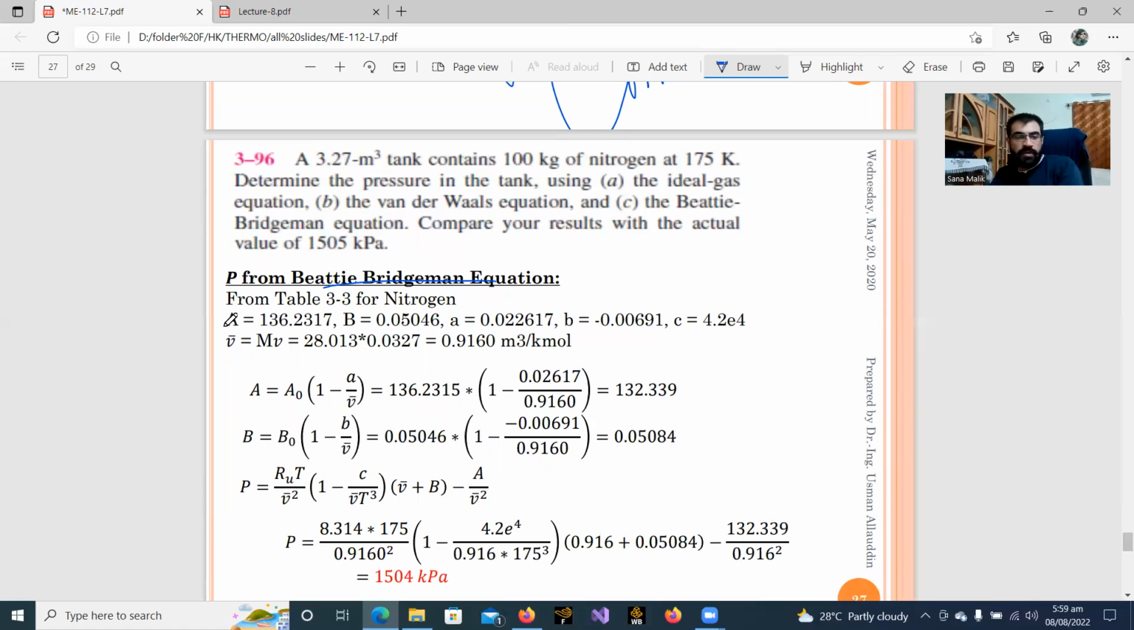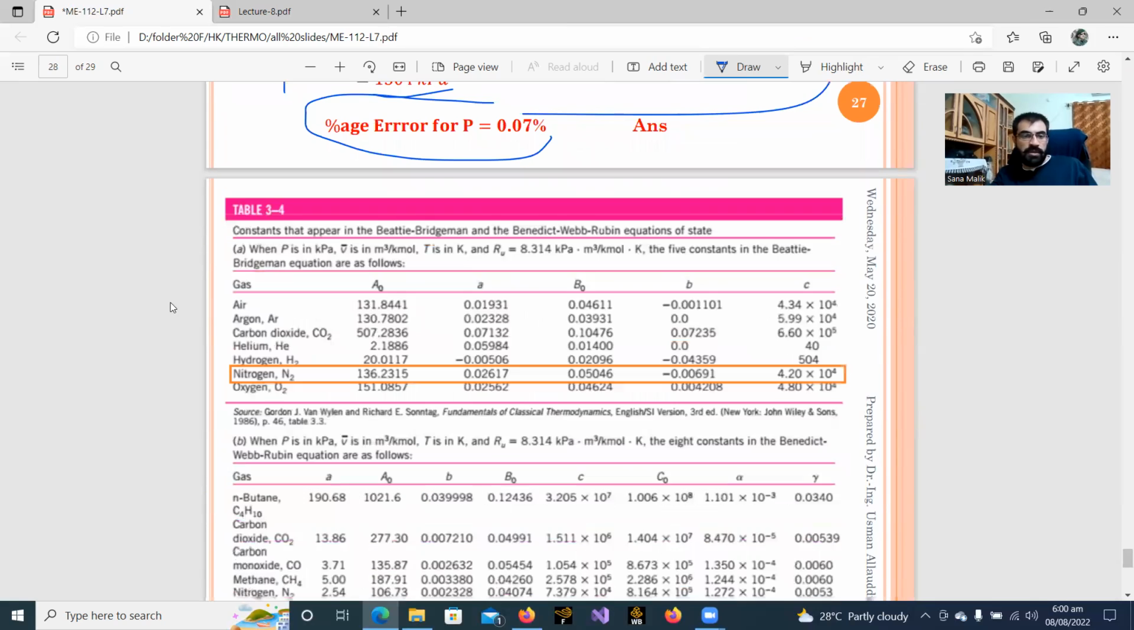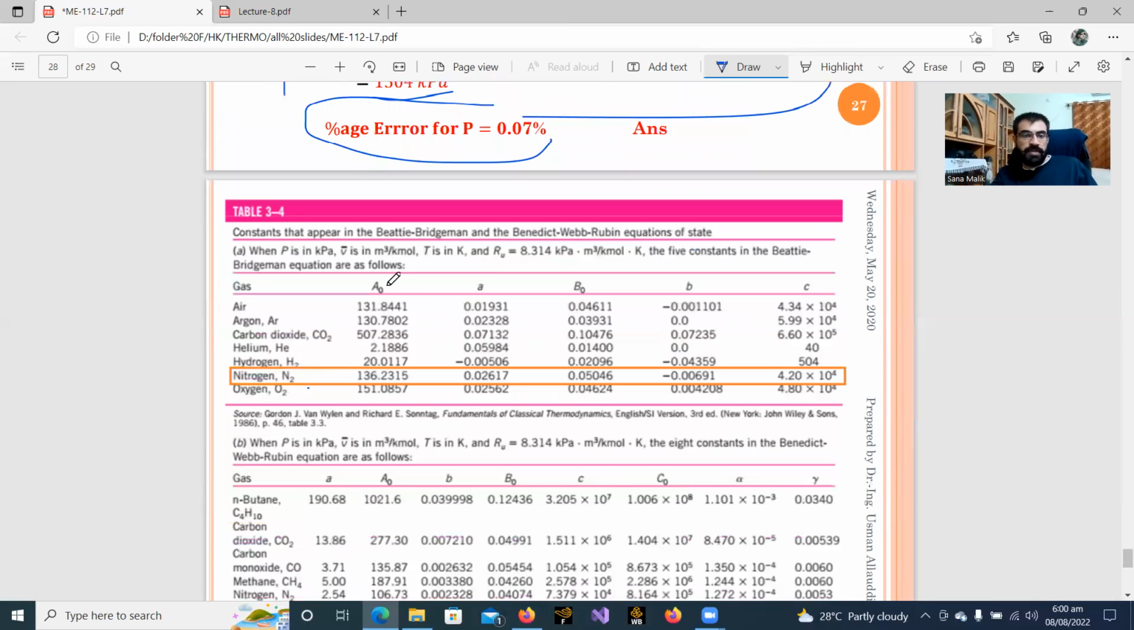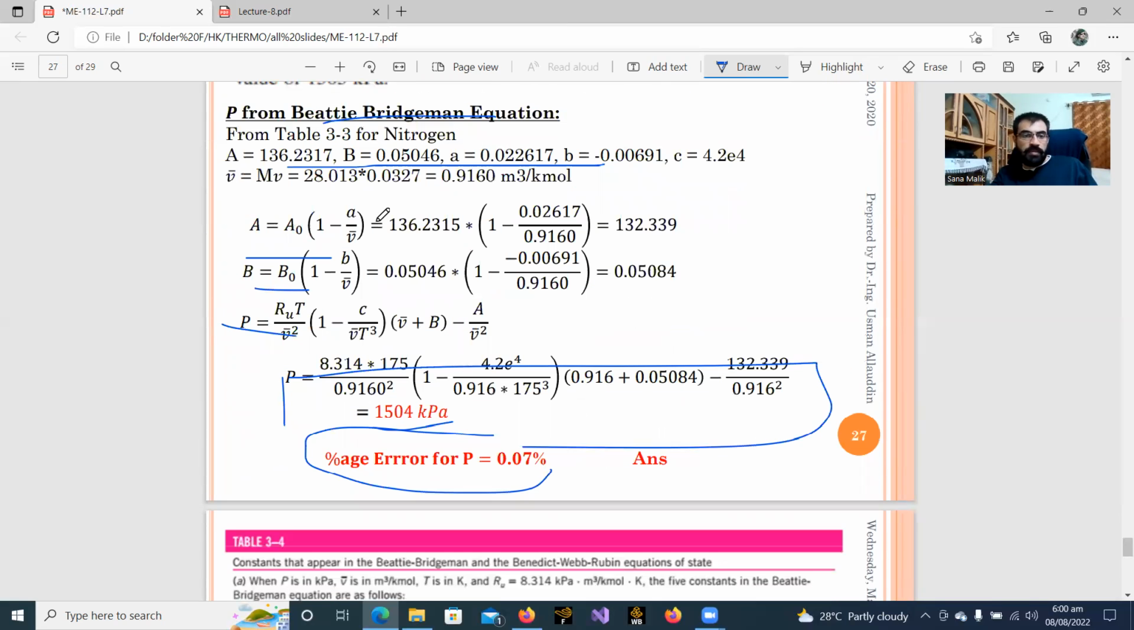For Beattie-Bridgman, table 3.3 for nitrogen, because the working fluid is nitrogen gas, we find these constants, plug in the values, and then we will get the pressure from this equation and the percentage error as well. So for nitrogen and Beattie-Bridgman, A naught, A, B naught, B, C, the specific volume, R the universal constant, you can find B.